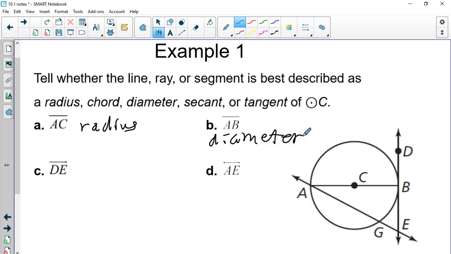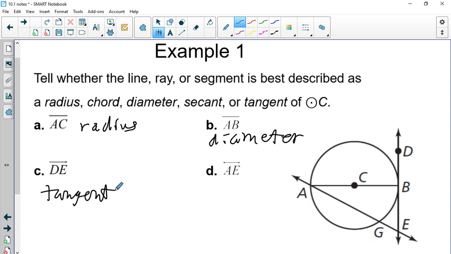DE, now notice it's a ray, okay? So DE is on the outside of the circle. It doesn't go through the circle, it just touches at one point B. So that's a tangent. And B is the point of tangency, in other words, where it touches the circle.